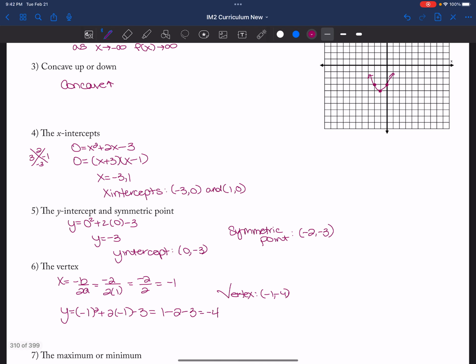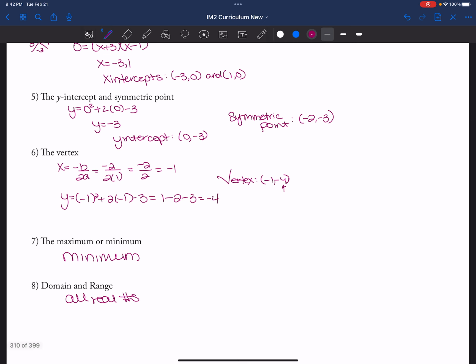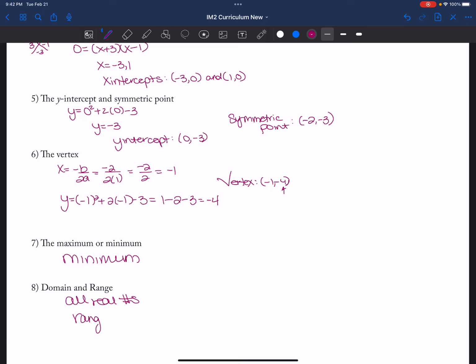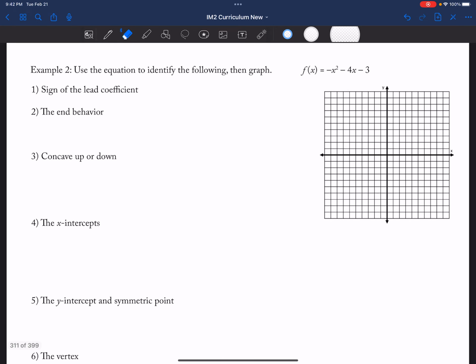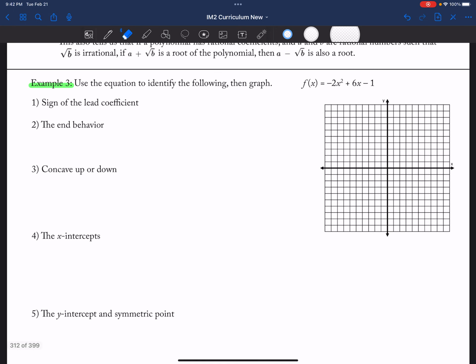And then my range, I don't go any lower than my vertex of negative 4. So my range is y is greater than or equal to negative 4. That'll just be the easiest. We'll worry about other notation later. Okay. I'm going to skip 2. I'm going to go to 3.